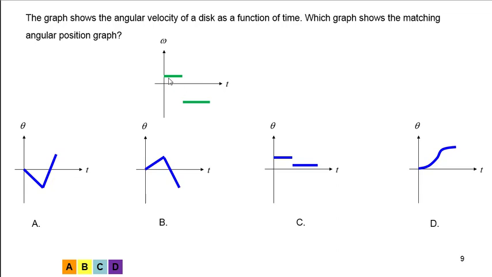Well, what I want is something where this value here should be the slope of the first part of this graph. So I see something that's constant and positive. So I want to choose a graph that has a constant positive slope in the beginning. Well, this has a constant positive slope. And then after that, this has a negative constant value. That means I want the slope of my angular position graph to have a negative constant slope. So there's that. So it's going to be B.